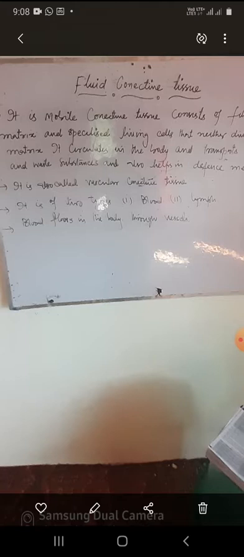Blood flows in the body inside the vessels. There are three types of blood vessels: arteries, veins, and capillaries. Capillaries join the arteries and veins. In the same way, lymph also flows through vessels, but lymph contains only plasma and lymphocytes.